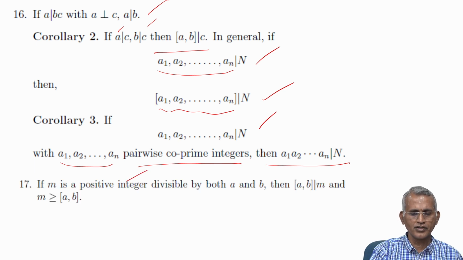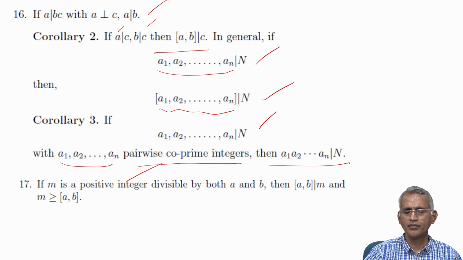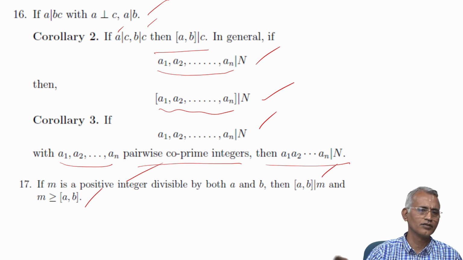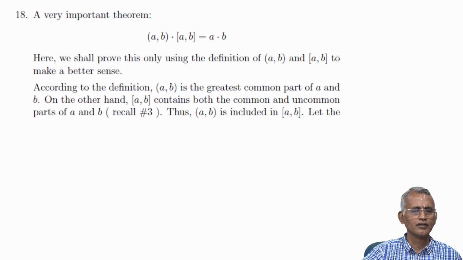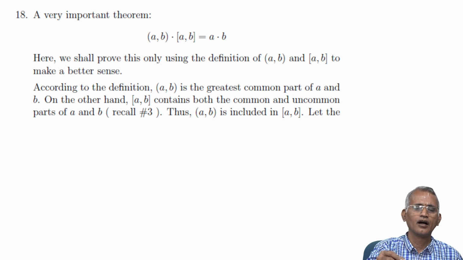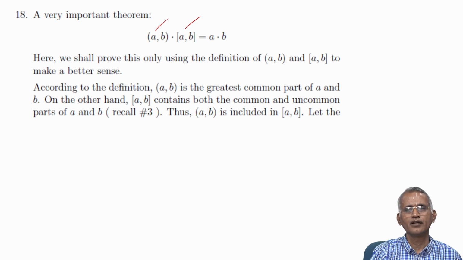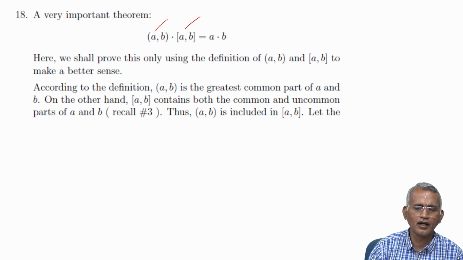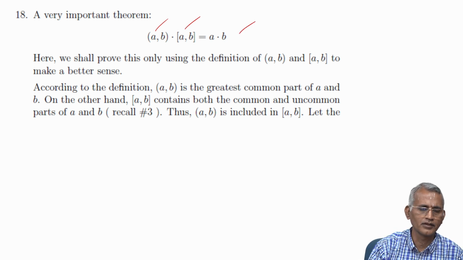If M is a positive integer divisible by both A and B, then the least common multiple divides M, and M is greater than or equal to the LCM of A comma B. A very important theorem says that the product of the GCD and LCM of two numbers A comma B equals the product of the numbers.